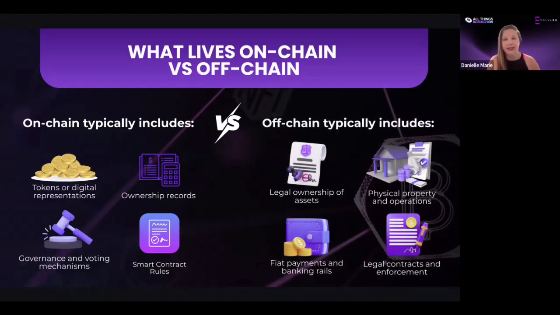What's off chain is all the legal ownership. Just because you make a smart contract, smart contracts are not legally binding. We used to teach this a lot in the diploma blockchain. The legal ownership, the actual physical property, maybe any type of fiat payment rails, legal contracts, all of this is done off chain. You're only putting the representation on there.